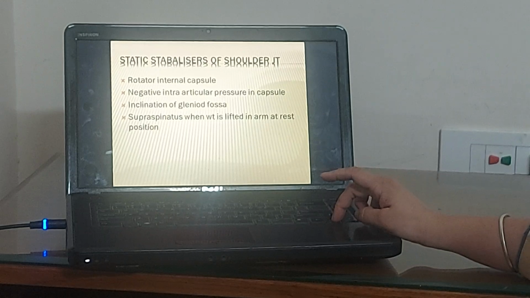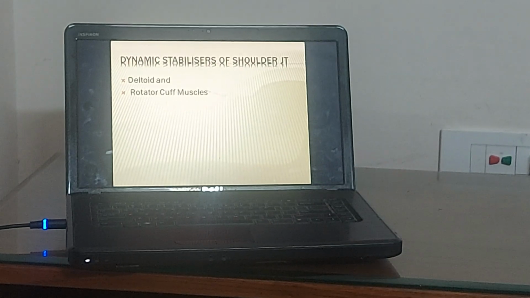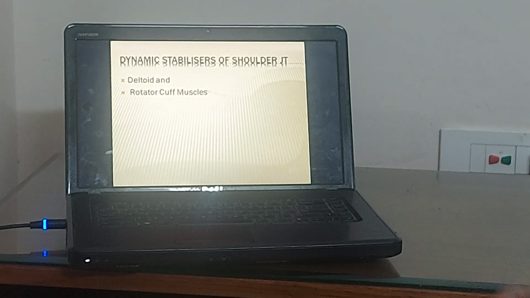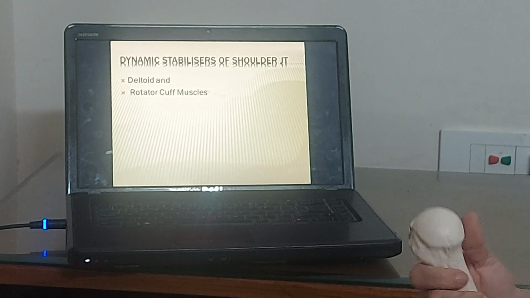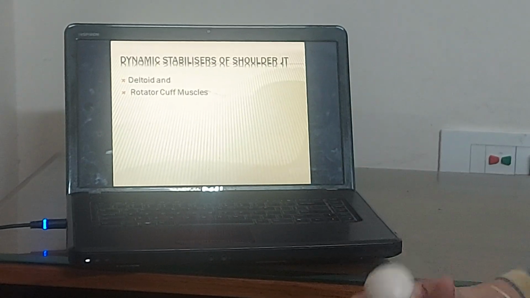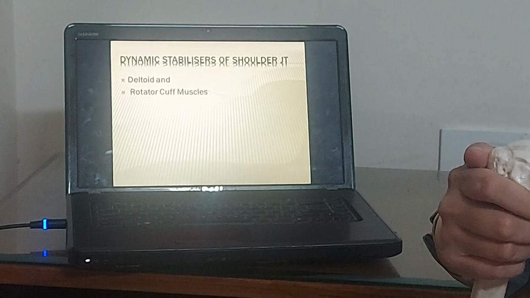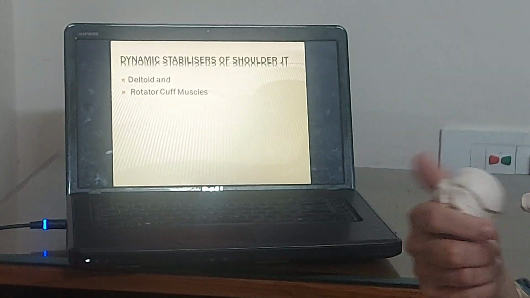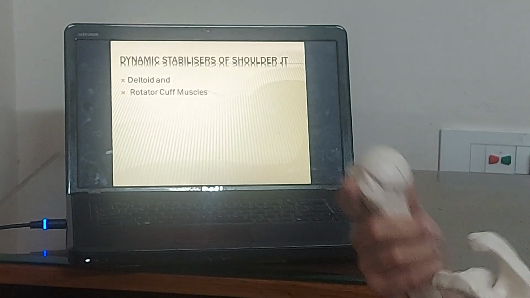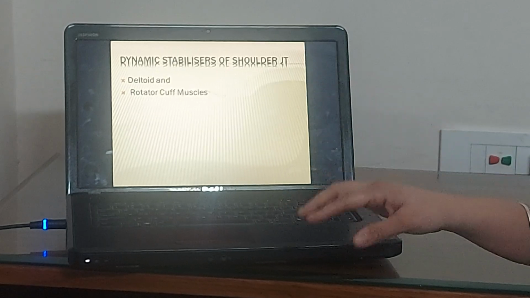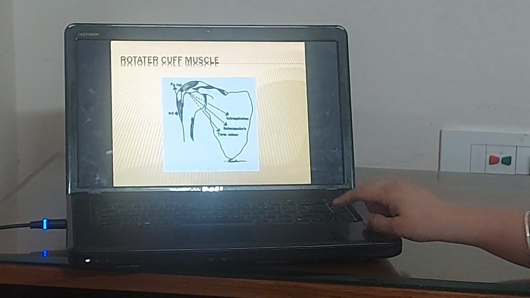Now what are the stabilizers when motion takes place? They are called the dynamic stabilizers of the shoulder. These dynamic stabilizers basically make the joint congruent, and these muscles play a very crucial role when the joint is moving. The first role is of the deltoid and rotator cuff muscles.